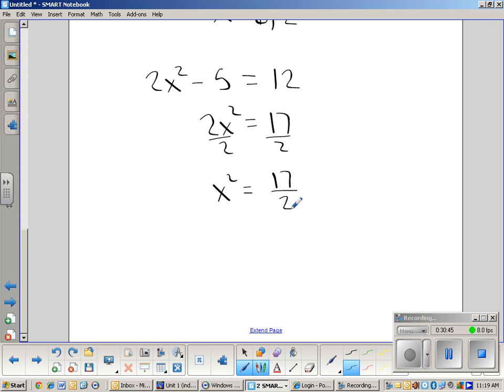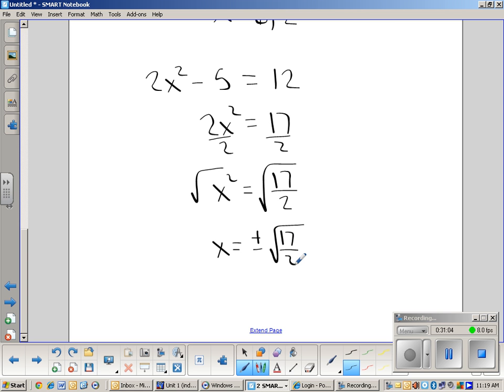Now, we got the x squared all by itself. So now we're going to square root both sides. Okay? And we're going to get an x over here. And on this side, we're going to get a plus or minus square root of 17 halves.